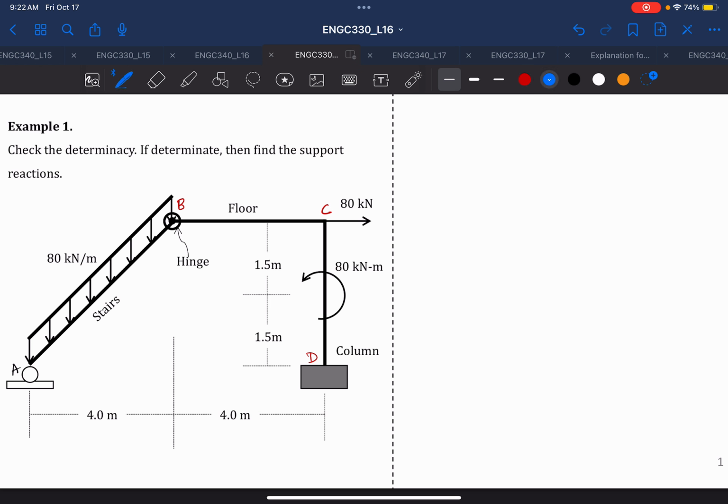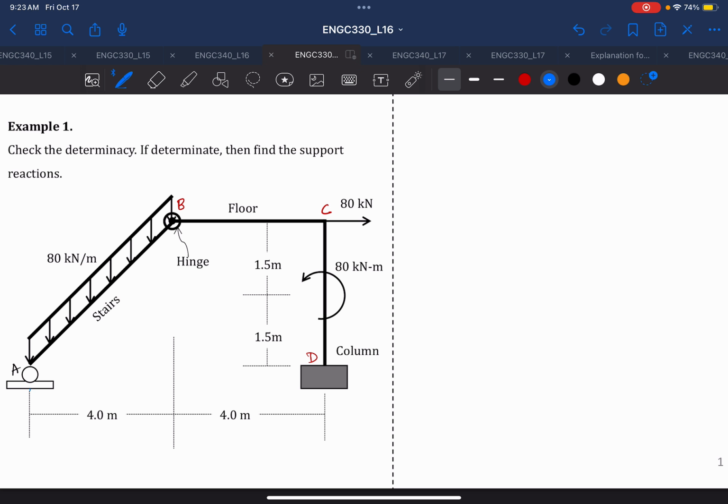So the first thing to do when you're trying to analyze a structure is to check the determinacy, whether you can use the equilibrium equations to find all the unknown reactions or not. If the equilibrium equations are sufficient, then we call it a determinate structure. If they are not sufficient, which means the number of unknown reactions is more than the number of equilibrium equations, then we classify it as indeterminate, which means we will need additional equations to solve the unknown reactions.